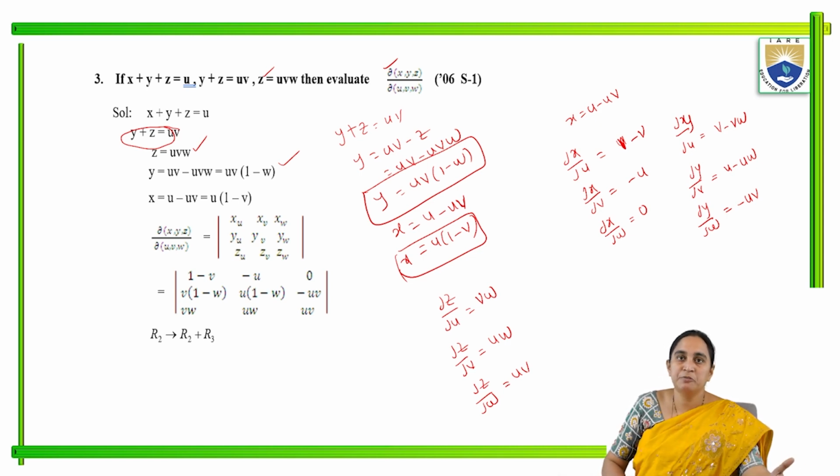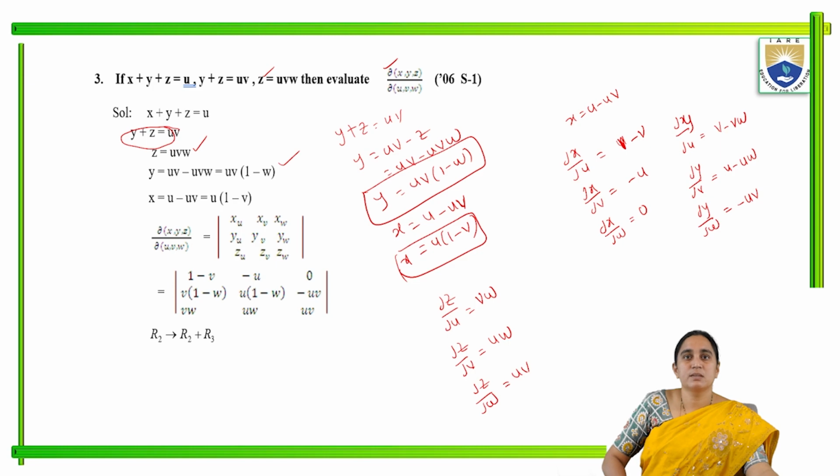This is the concept of the Jacobian for 3 variables and 2 variables. Next class we will discuss some other concepts.